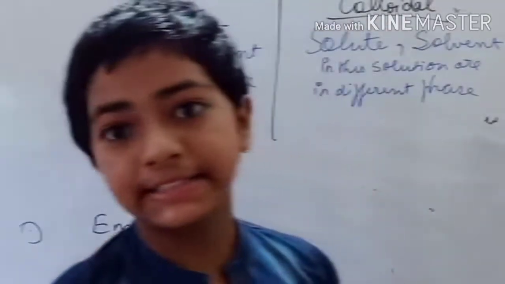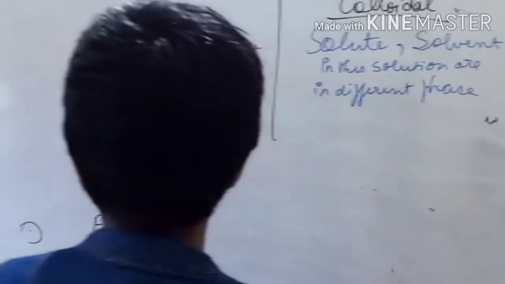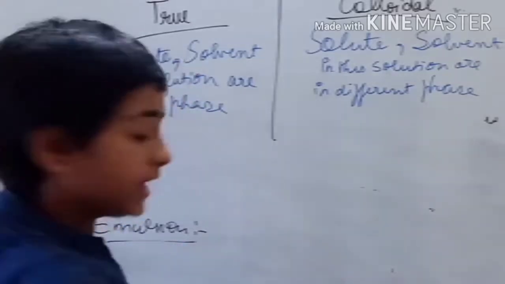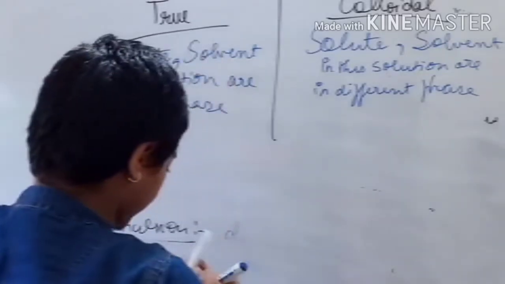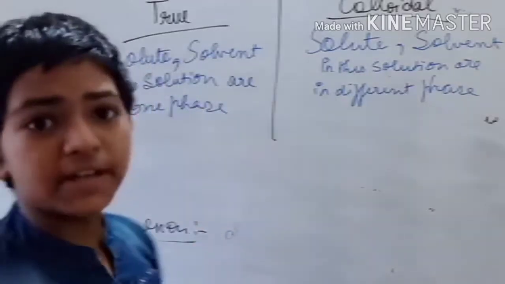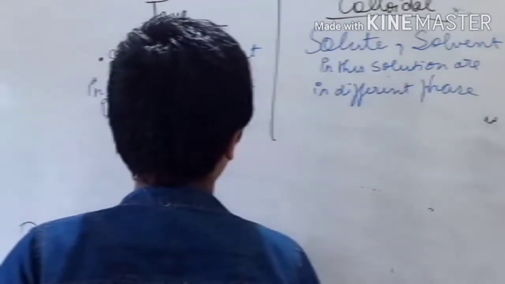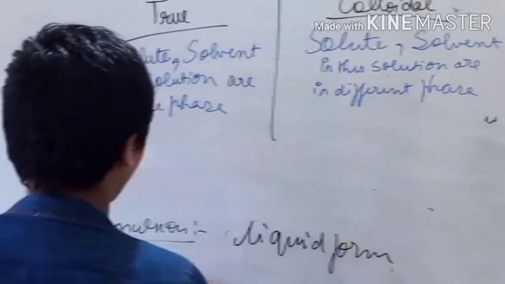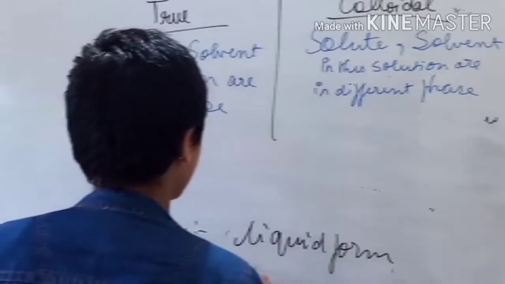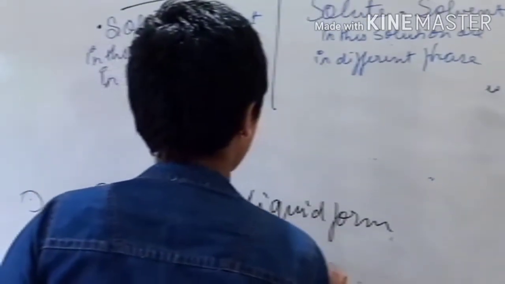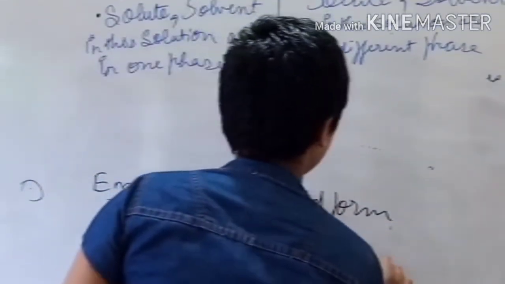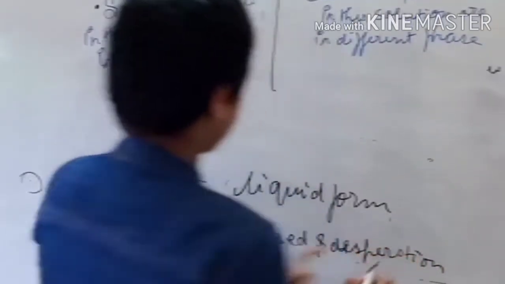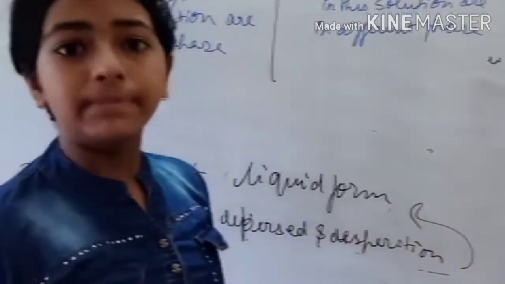What is emulsion? And types of emulsion? The emulsion. Over here, the dispersion, that is the 2 phases. Both the 2 phases, dispersed and dispersion, are in the liquid form. Here, both dispersed and dispersion are in the liquid form. That is called the emulsion.